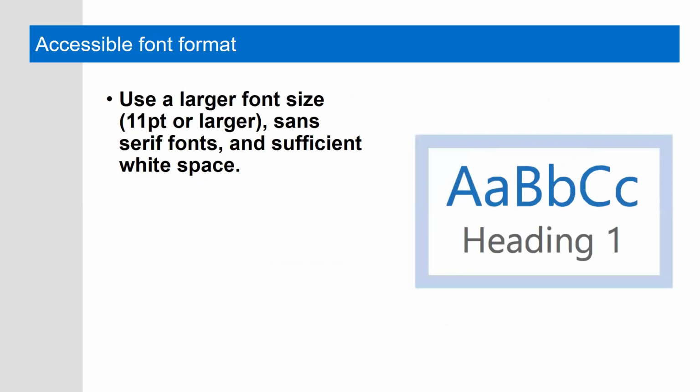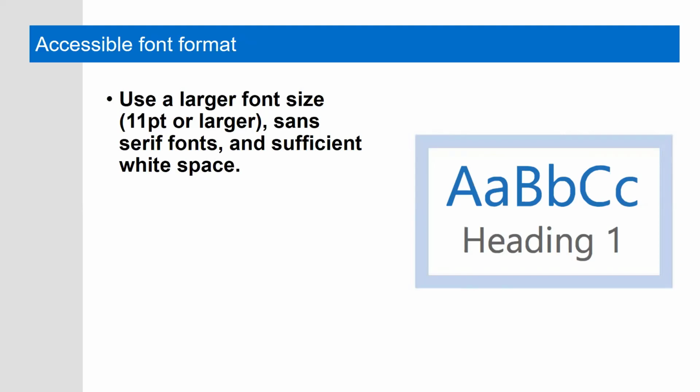In addition to using accessible font colors, you need to use accessible font format. Some people who have dyslexia describe seeing text kind of swim together on a page, where one line of text compresses into the line below. They may also see text merge or distort.